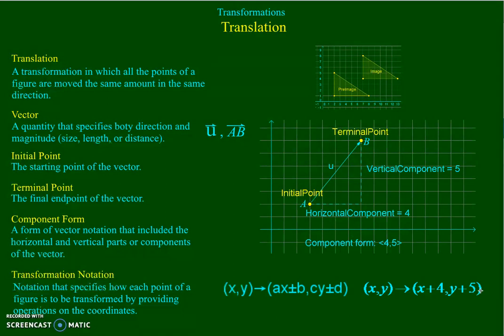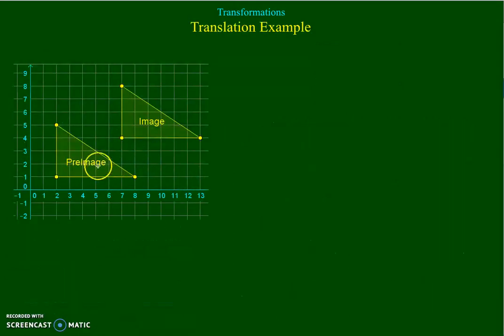Let's take a look at an example and put this into use. In this example, we have a preimage and an image. First thing I want to do here, just for clarity's sake, is I want to go ahead and label the points of the preimage and the image. So these are going to be our primary points. So we're going to label these A, B, and C.